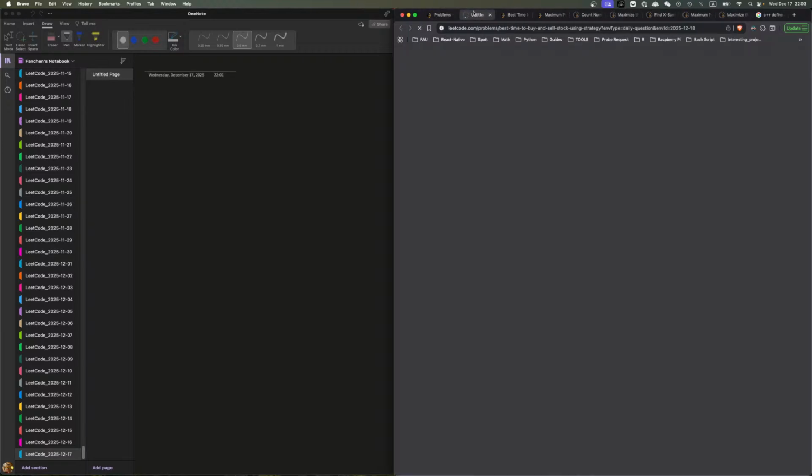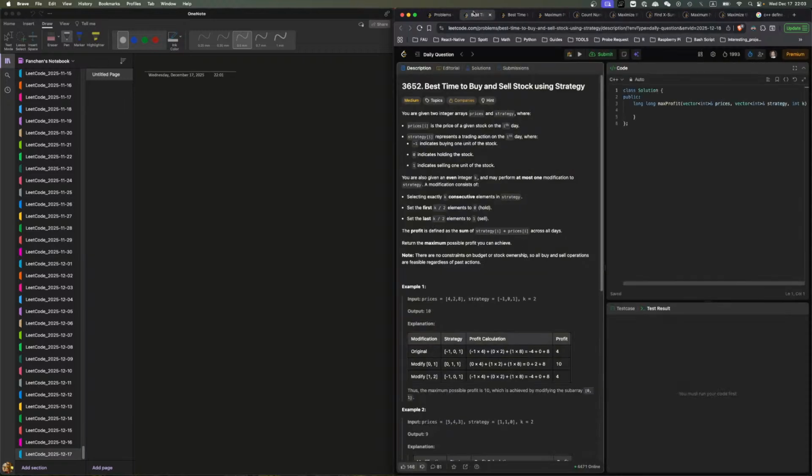We have another stock buying and selling problem. Two integer arrays, prices and strategy. Prices is the price of a given stock on the ith day.